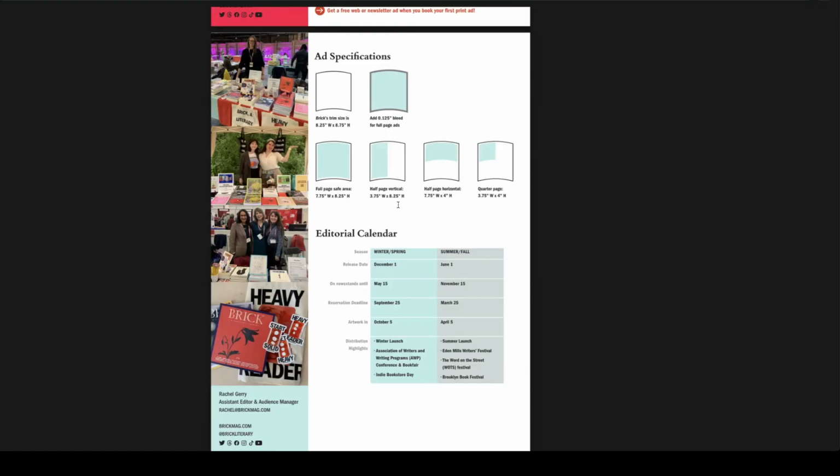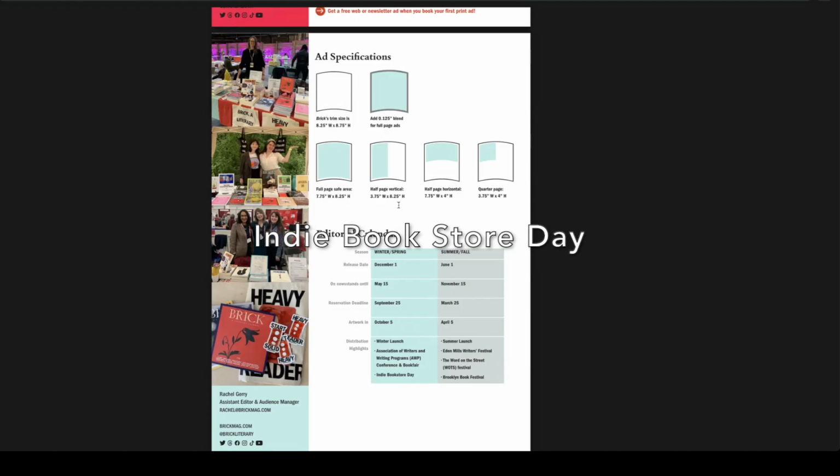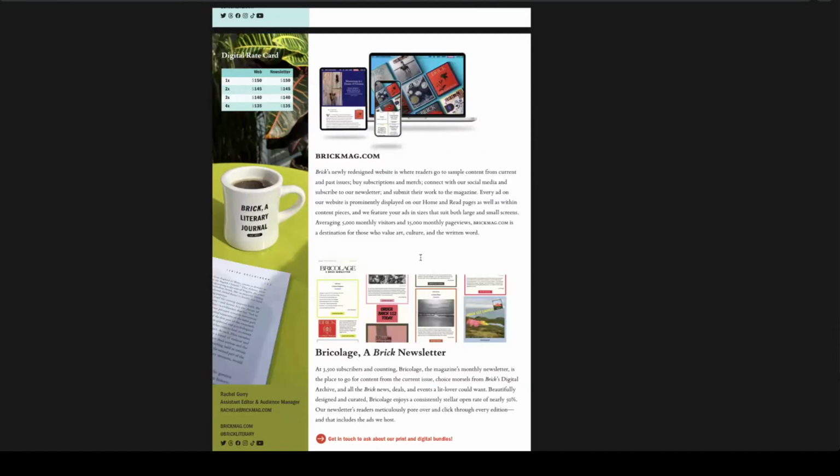The AWP, as it's known, Conference and Book Fair. They also celebrate Indie Bookstore Day. They also, in the summer, do a summer launch. They're at the Eden Mills Writers Festival and Word on the Street, as well as the Brooklyn Book Festival. Then we have digital opportunities as well. And we'll talk more about digital and bundling in the second half of this presentation.